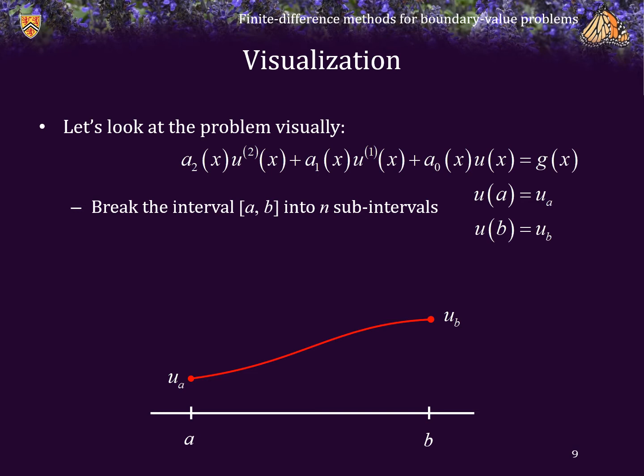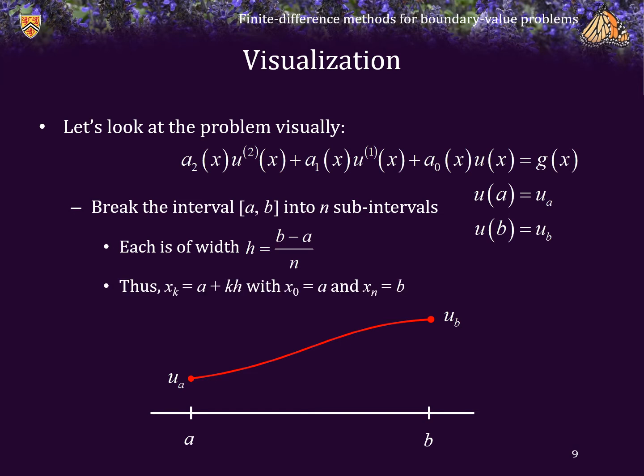Well, first of all, take the interval from a to b and let's break that interval into n equal subintervals. If this is true, then each of these subintervals will be of width h, which is b minus a all over n. Consequently, if we were to denote the kth endpoint of these subintervals as a plus k times h, this would mean that x naught would be a and x n would be b. So here we see, for example, the case where n is equal to 10. There are 11 points as there are 10 subintervals. The width of each subinterval is b minus a over 10.